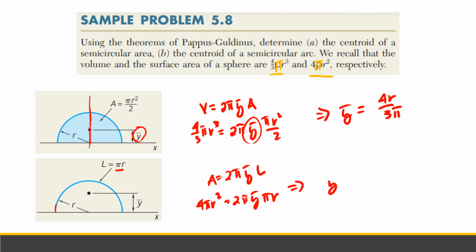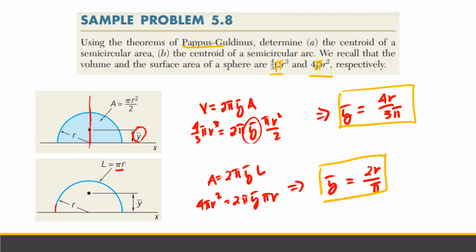So the only unknown is yung y bar natin. Yung y bar natin is magiging 2r over pi. So yan yung y bar natin for a semicircular arc. That is how you apply the Pappus-Guldinus theorems. So related yung volume or yung area doon sa location ng centroid. So yun lang. Okay, I think we've had enough examples.